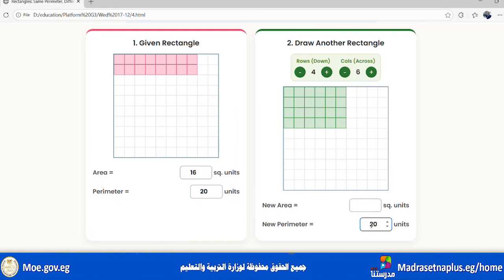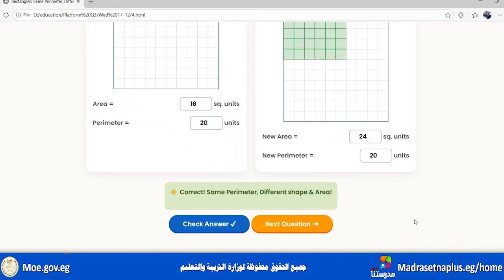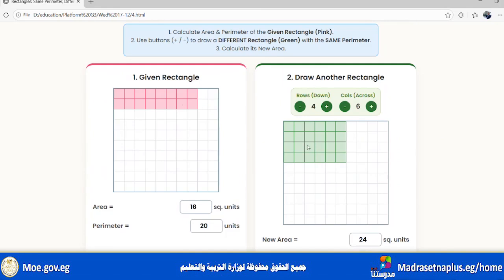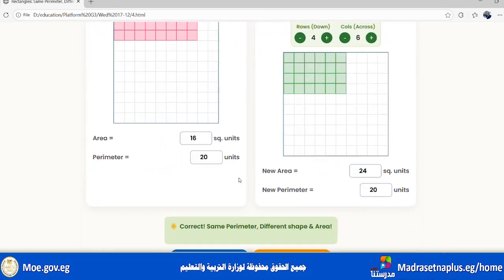The area of the pink one is 16 square units. What about the area of the green rectangle? Area equals rows times columns. That means 4 times 6, it will be what? It will be 24 square units. Now, the two polygons have the same perimeter, 20, 20, but they have different area, 16 and 24. Let's check. Yes, we got it. Pink one and the green one, same perimeter, 20, 20, different area, 16 and 24.